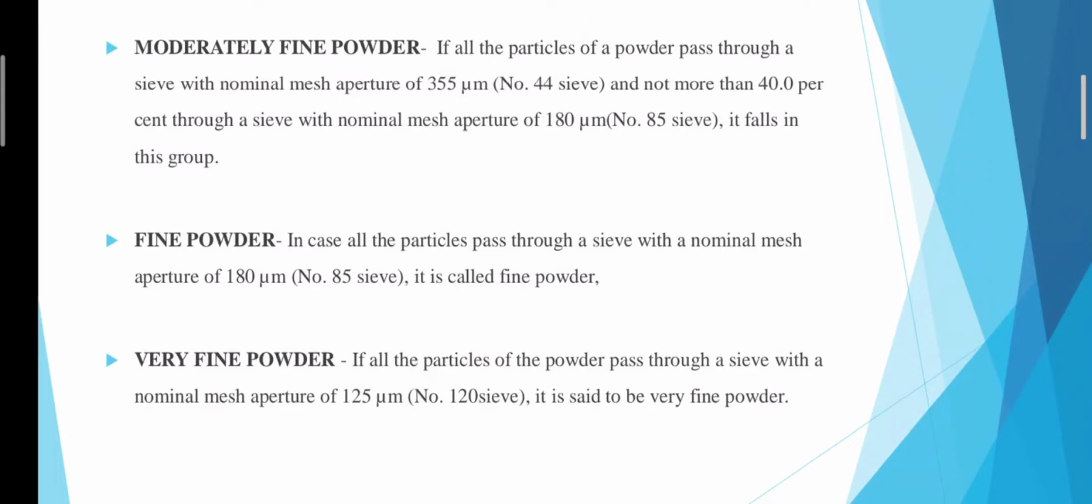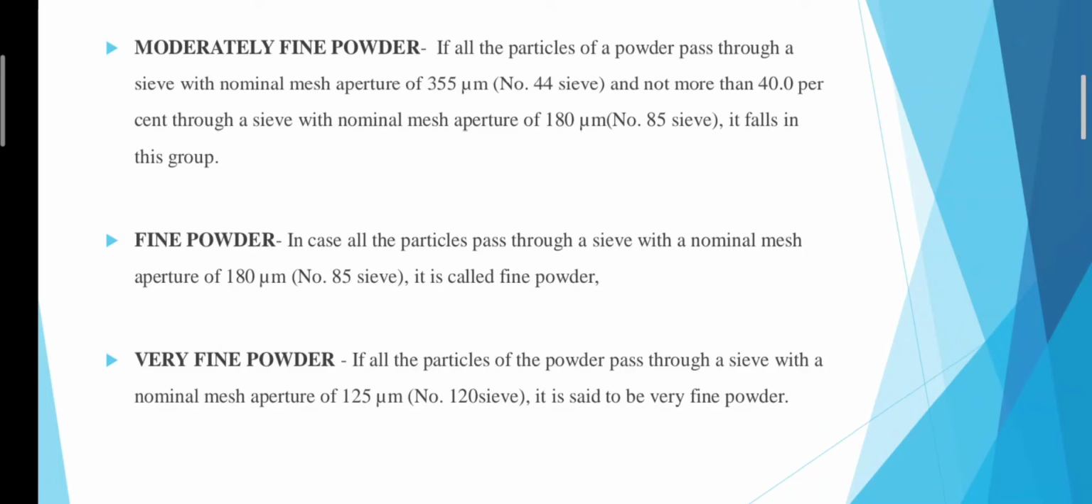And next, fifth grade: very fine powder. If all the particles of the powder pass through a sieve with a nominal mesh aperture of 125 micrometer, that means number 120 sieve, it is said to be very fine powder. Here, sieve number increases and particle size decreases, that means they are opposite. If the sieve number is large, that means 100, 80, 120, then these are the very fine particles. Let's see here, fine powder means number 85 sieve and very fine powder means number 120 sieve. They are opposite to each other.